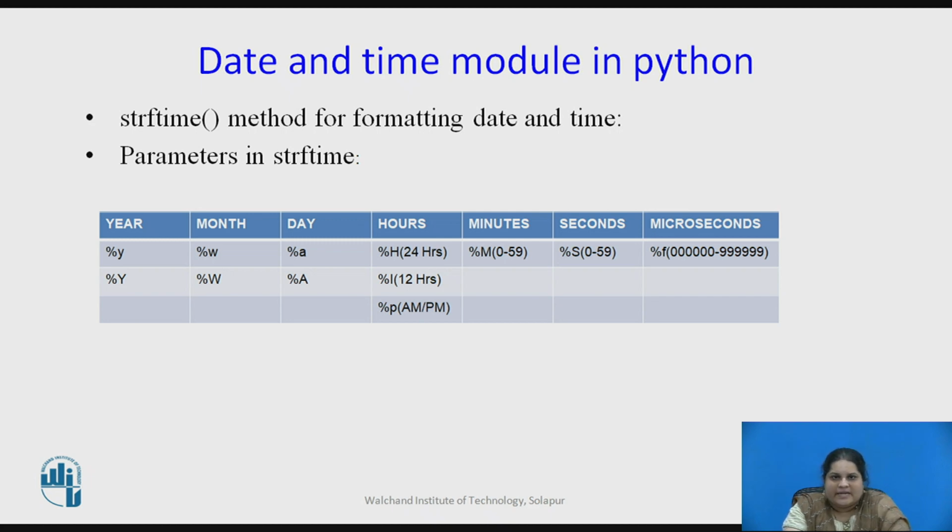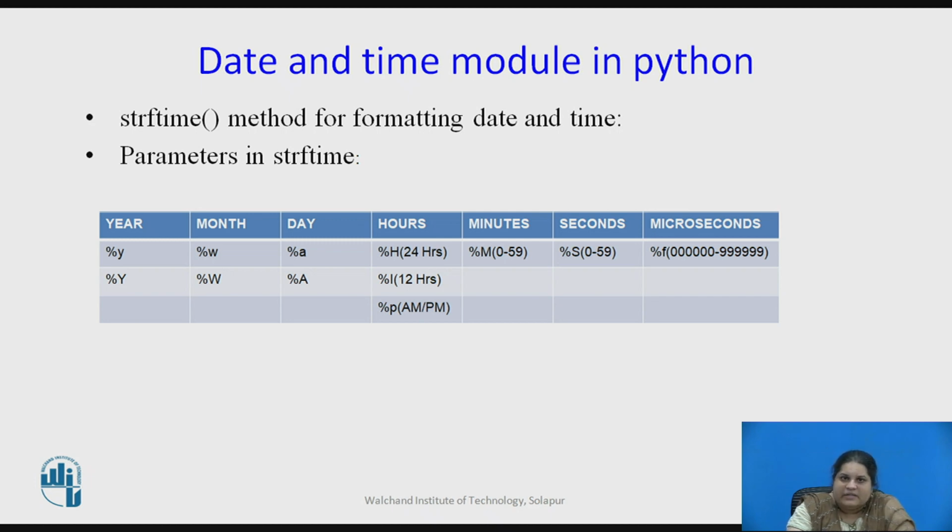Now moving towards the next, the hours. Whenever we are considering the hours, if you observe here, percentage capital H is for the 24 hours format. If we want the time in 24 hours format, then we use this capital H. Whenever we require the time in 12 hours format, we use the capital I. Also whenever we require our time in AM PM format, we use the small p.